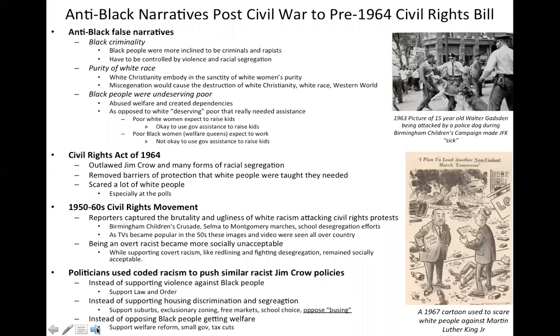Before I dive into the Southern Strategy, I want to talk about what was there before the Southern Strategy. Before the 60s civil rights movements and the civil rights bills, particularly the 1964 civil rights bills that outlawed basically Jim Crow and legalized segregation. So particularly after the Civil War, there's been a lot of anti-Black false narratives that were pushed on a lot of white people, particularly Southern white people, but in addition, all white people all over the country. And these narratives have been around a long time.